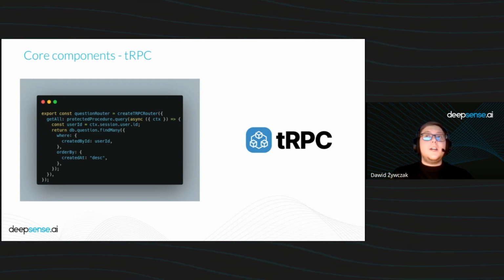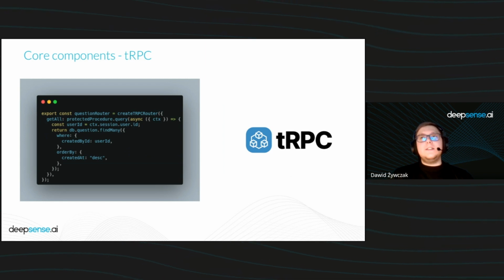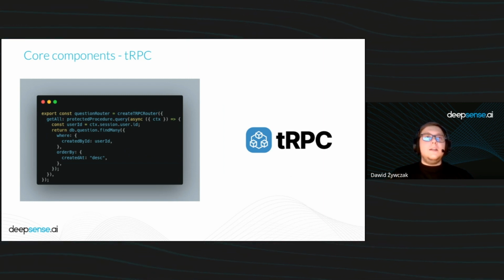In the stack, tRPC acts as the glue that connects the frontend and the backend with complete type safety. Developers can define API routes in a centralized manner, and the types automatically propagate to the client, ensuring accurate data structures and eliminating mismatches.